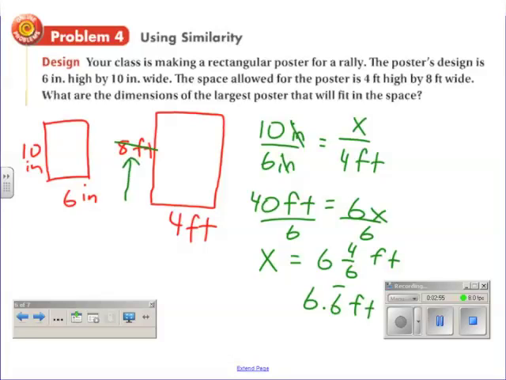So the largest possible poster that will fit, it would look something like this green area within my larger piece, and that would be 4 feet by 6.6 feet.